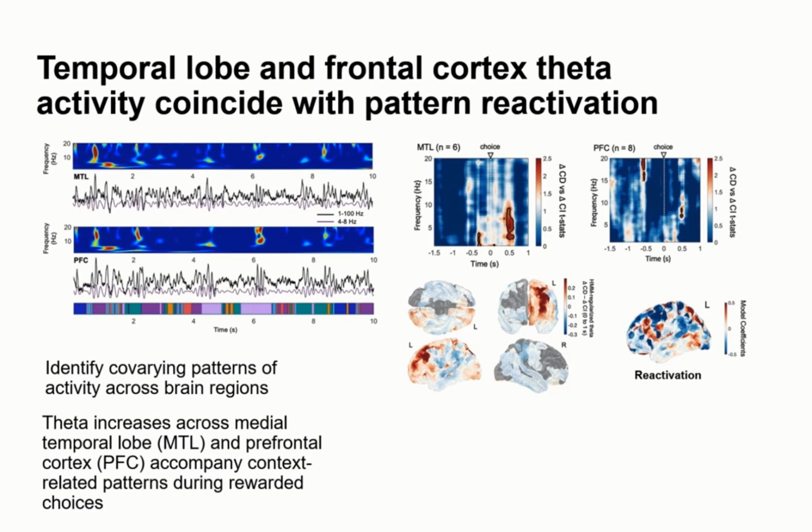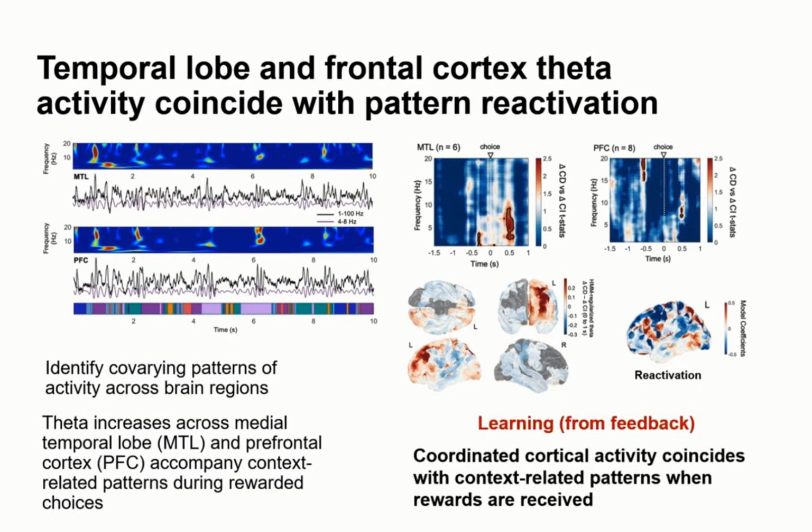As before, we look at the change between context 1 and context 2 for the CD and CI decisions. And these plots suggest that MTL and PFC theta activity increases more for decisions that depend on context, and this coincides temporally and spatially with pattern reactivation. Altogether, the findings so far suggest that coordinated cortical activity and reactivation of context representations may underlie a process for forming new associations to learn rules in different contexts.